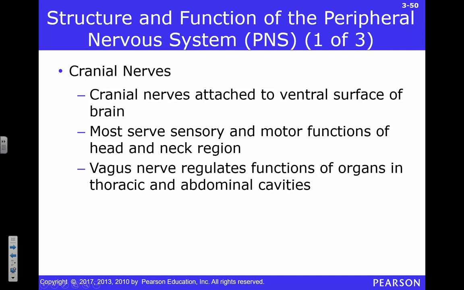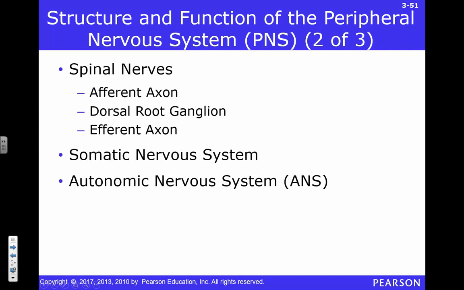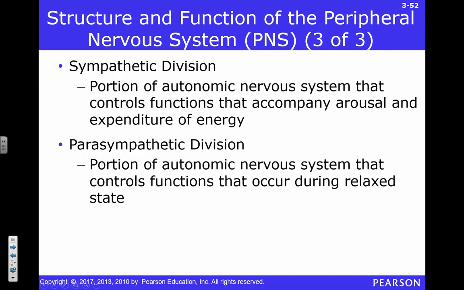Cranial nerves. We don't really need to think about cranial nerves too much. They're kind of fun, I guess. We do want to think, though, about the autonomic nervous system. Right? There are 2 divisions here. We have the sympathetic and parasympathetic, right?